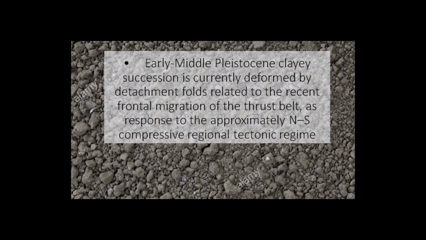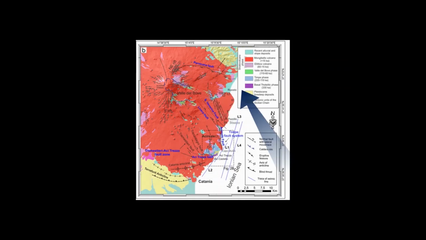Regional setting. The Sicilian Maghrebian fold and thrust belt, in the early Middle Pleistocene deep lake succession deposited on the flexure margin of the Hyblean foreland succession, is currently deformed by detachment faults related to the recent frontal migration of a thrust belt, as a response to the approximately north-south compressive regional tectonic regime. Since the Middle Pleistocene, contractional structures have been coupled with oblique extensional faults formed across the western Ionian basin. Figure shows a tectonic sketch map of eastern Sicily and Ionian offshore.